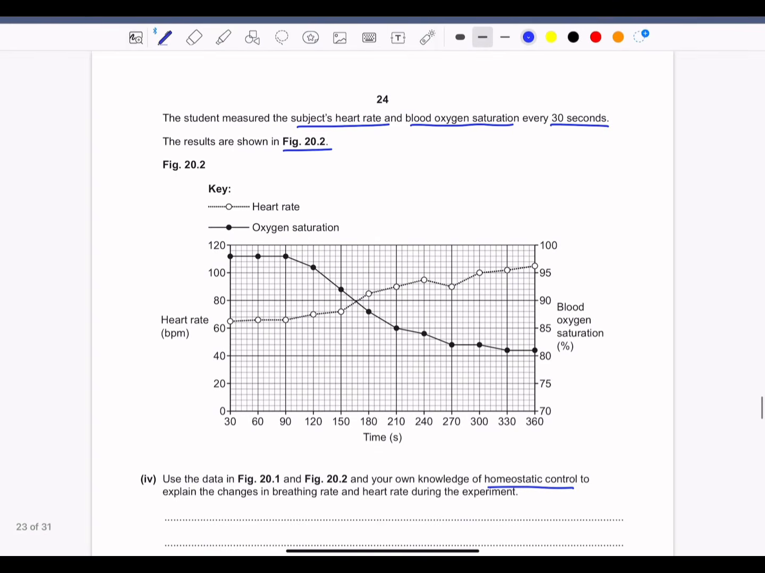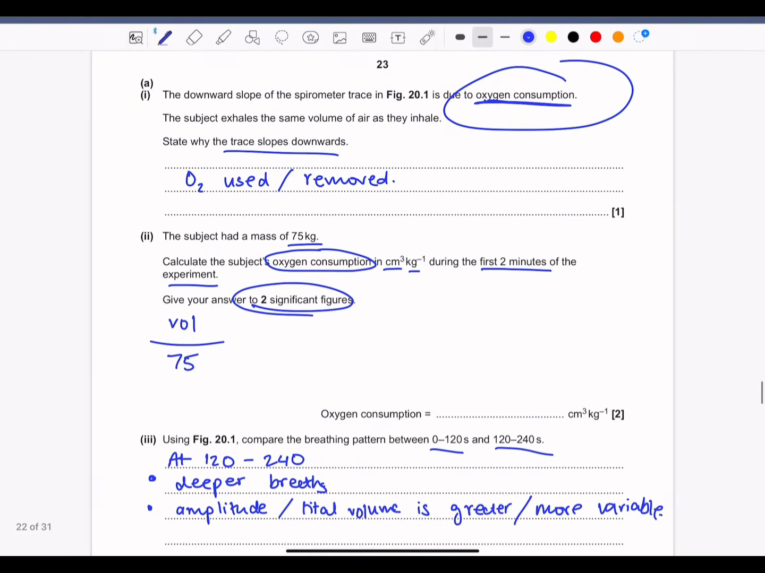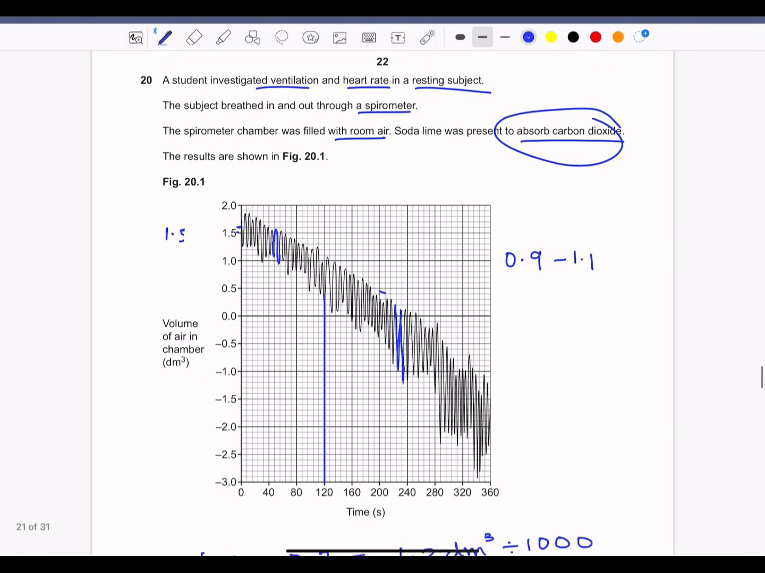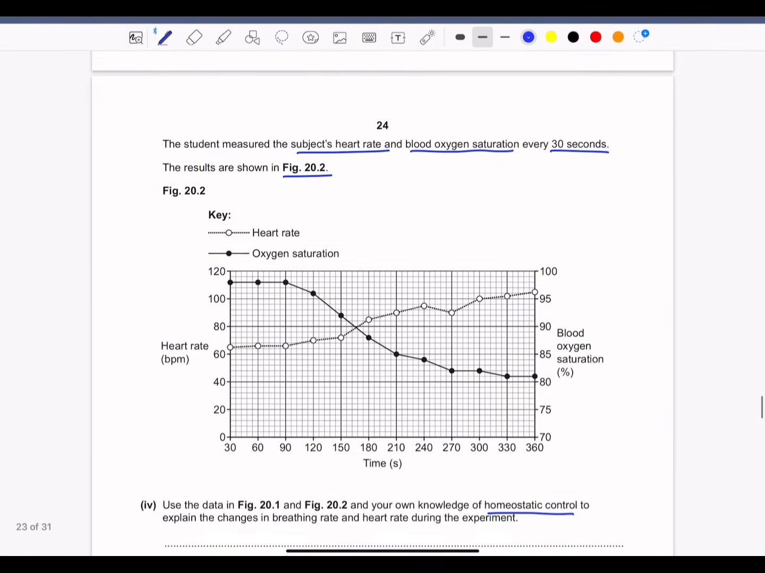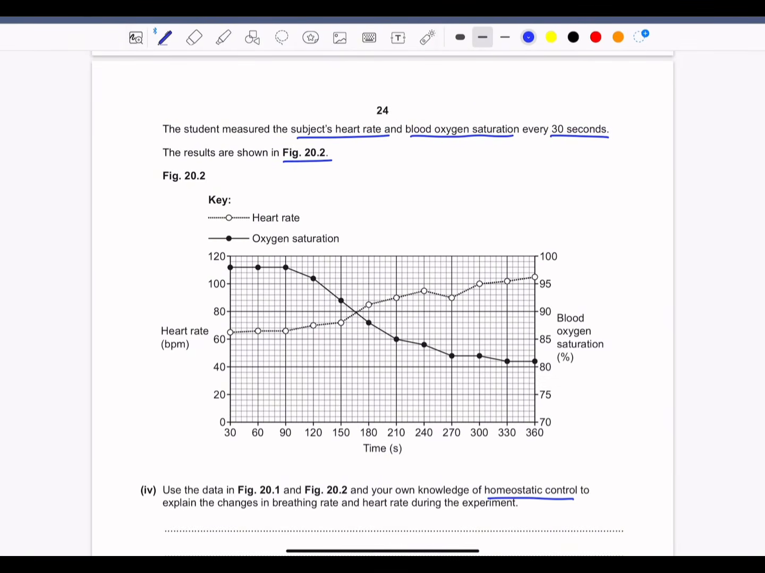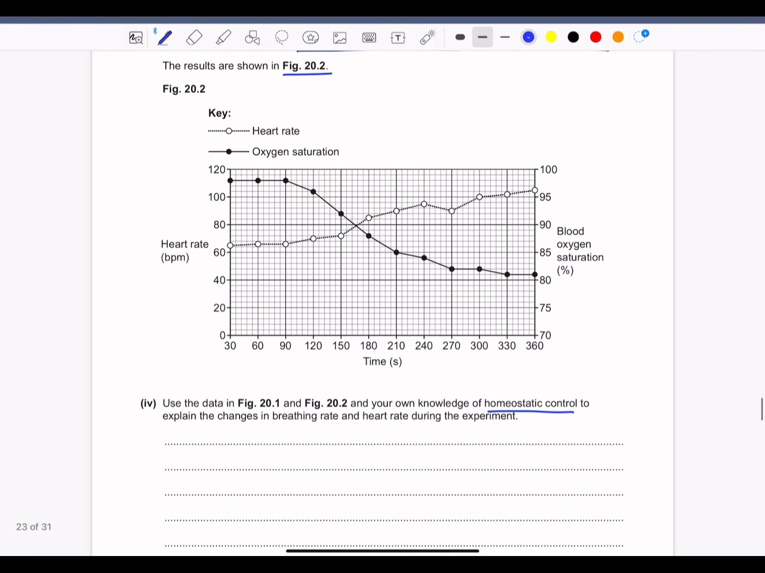So in this experiment, it doesn't seem like they're doing any exercise, not that they have mentioned it. I believe they were just at rest initially, as stated, it's just a resting subject. So what they have done is the subject is still at rest and we're measuring heart rate and oxygen saturation every 30 seconds. Now for the heart rate, we can see that as time increases, there's a sort of jagged but still increase in heart rate. So we know for a fact heart rate increases.